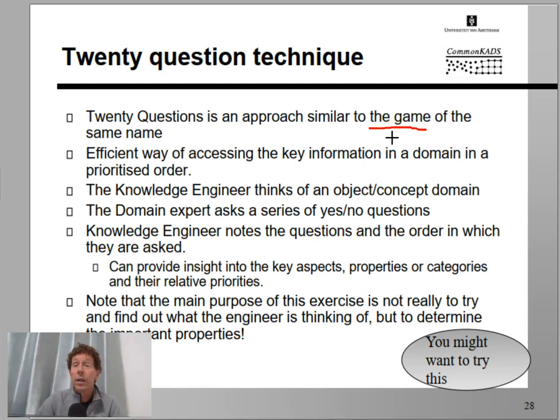With an interesting twist in this game, it is not the expert who's going to keep something in mind, and then we as knowledge engineers have to ask questions to the experts. We're going to invert the game. So it is the knowledge engineer that will think of some object in the domain. So clearly this requires that you are a little bit familiar with the terminology and with objects and relations and what's important. But you think of something that is important in the domain, and then you challenge the domain expert to guess what you are thinking of by asking a series of yes-no questions.